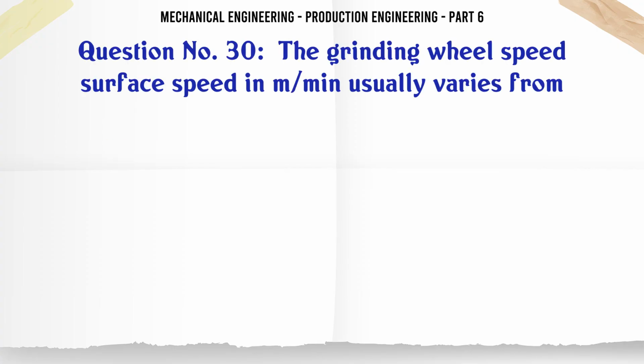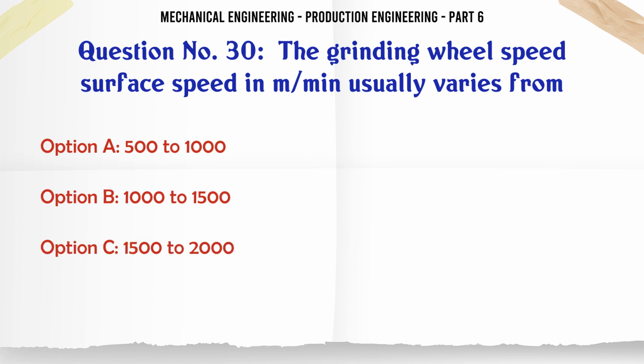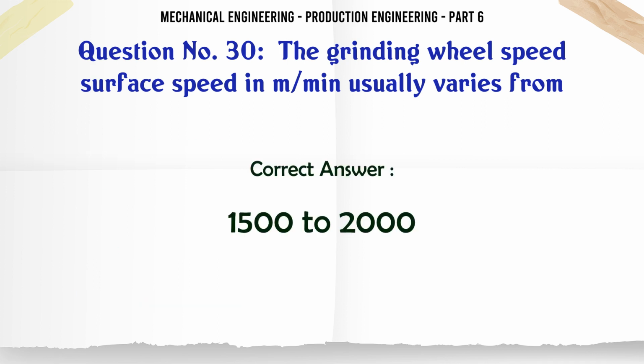The grinding wheel speed, surface speed in m/min, usually varies from A. 500 to 1000. B. 1000 to 1500. C. 1500 to 2000. D. 2000 to 2500. The correct answer is 1500 to 2000.